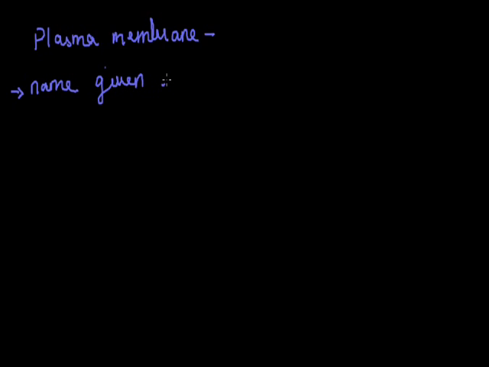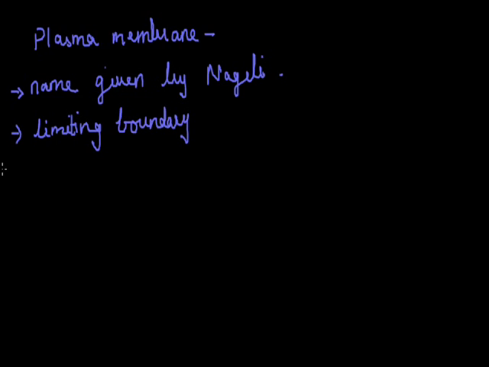Let us now talk about the plasma membrane. The plasma membrane was named by Nageli. It is the limiting boundary of each cell which separates the cytoplasm from its surrounding. It is present both in plant cells as well as in animal cells.